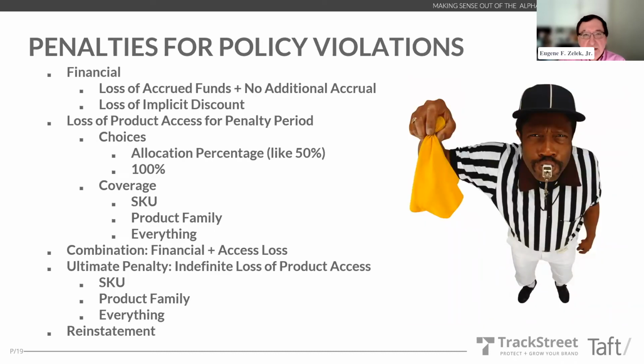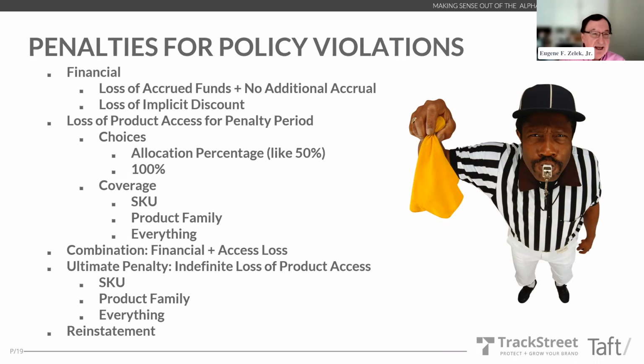Okay, another issue is if I'm doing a policy, what are the penalties for policy violations? And I mentioned earlier, this area has evolved so that the penalties look pretty much the same for MAP or MRP. You can have financial penalties. Ones we see most often are the loss of accrued funds and no additional accrual. So the policy may say, look, if you violate the policy and you have accrued promotional funds, either specific to the SKU that you violated on, or all of our products, or our product family, or whatever, you lose whatever's been accrued. And during the penalty period, whatever that is, 30, 60, 90 days, there's no additional accrual.